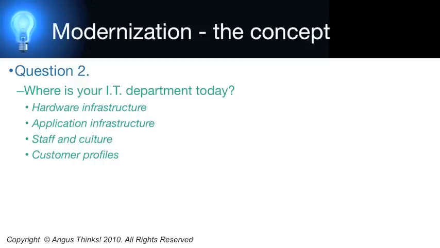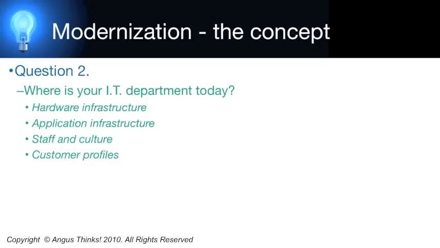Most companies have a picture of that, but they don't have a picture of their application infrastructure. They don't have a picture of who their IT team is, what the staff is, what the culture, what the skills are. And they don't have a profile of their customers. They don't know who those customers are as a recorded profile. They know by instinct, but they don't have it all written down. So where are you today? Have you got that recorded? So there's your second question.